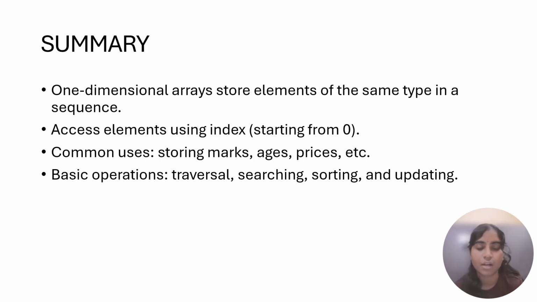So now let's get into the summary. One-dimensional arrays store elements of the same data type in sequence. They access elements using an index starting from 0. The common uses of arrays are storing marks, ages, prices, etc. The basic operations are traversal, searching, sorting, and updating.